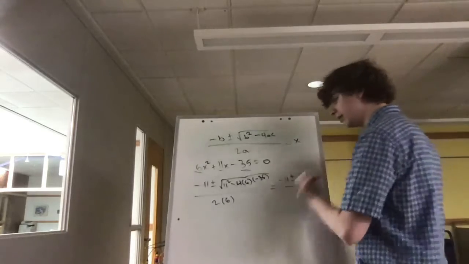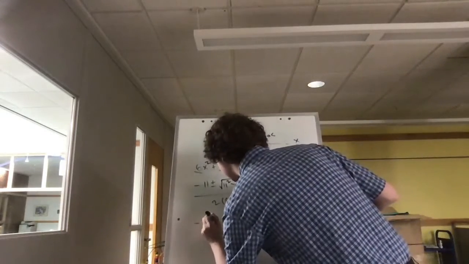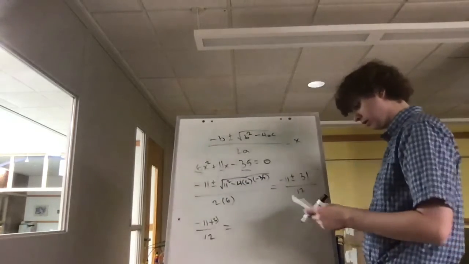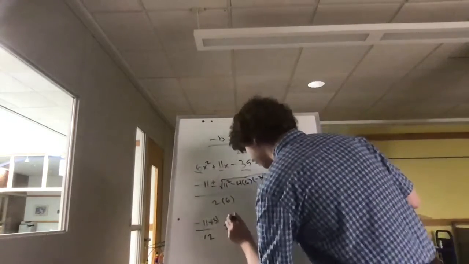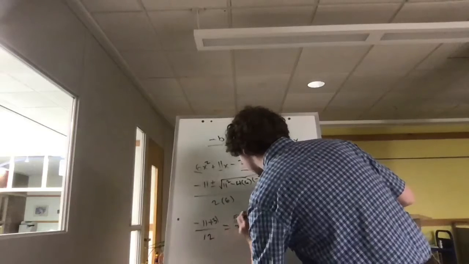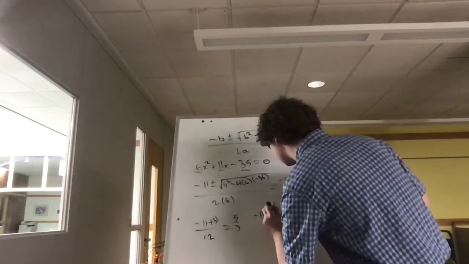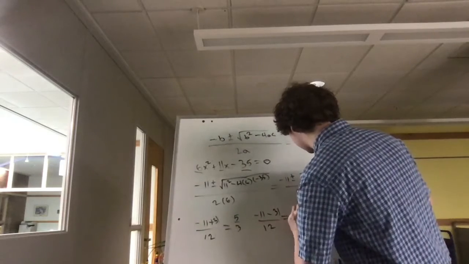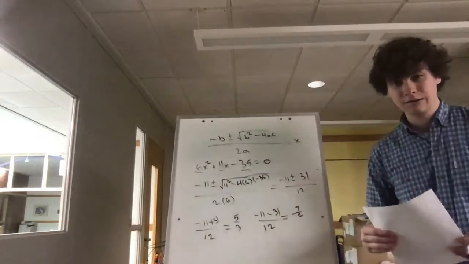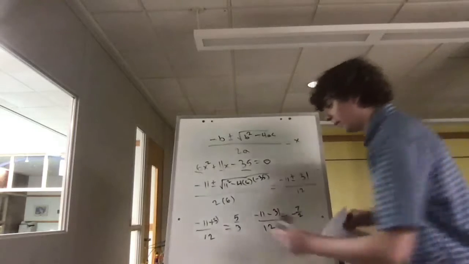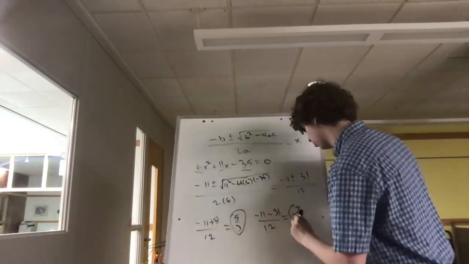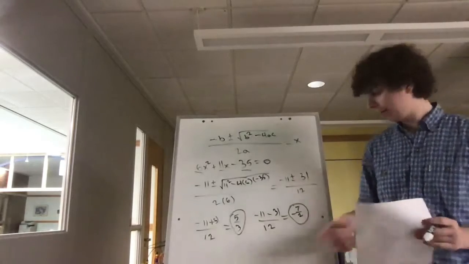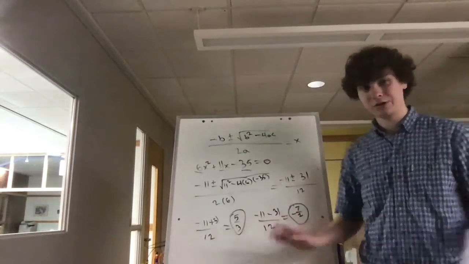So negative 11 plus 31 over 12 equals 5/3. And then negative 11 minus 31 over 12 equals negative 7 over 2. And now these, I'm going to circle them, are our values for x. Those are our solutions. And so that's what we're trying to find using the quadratic formula.